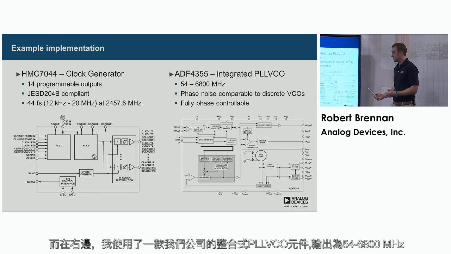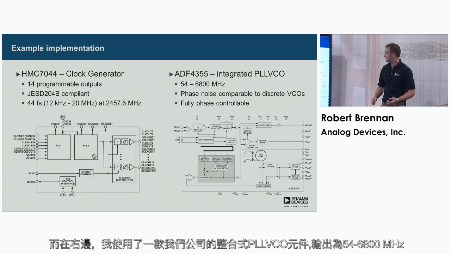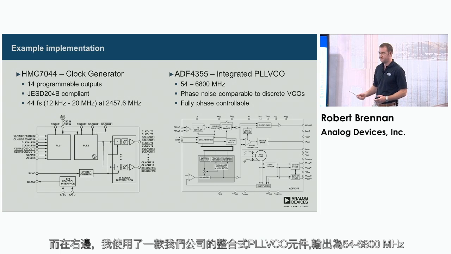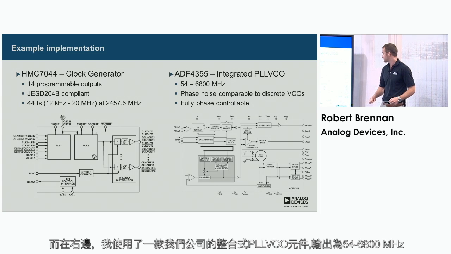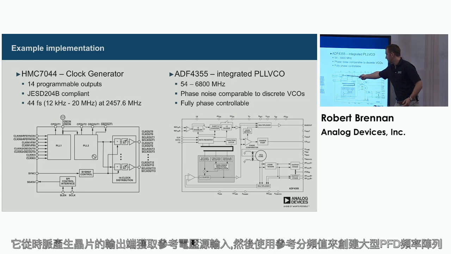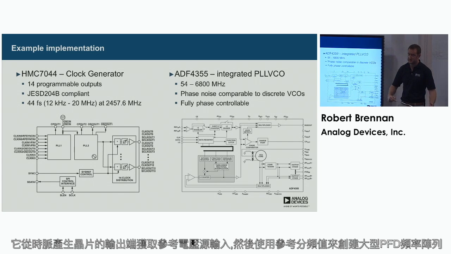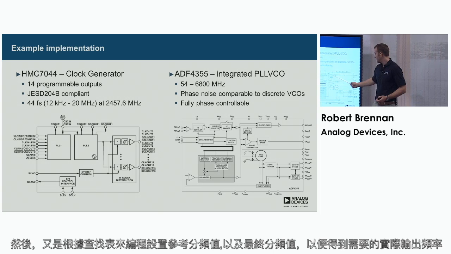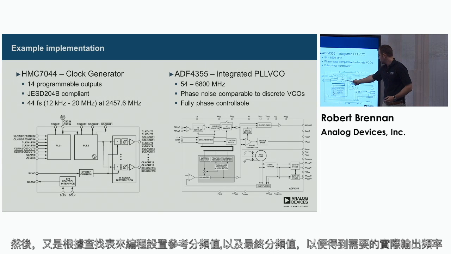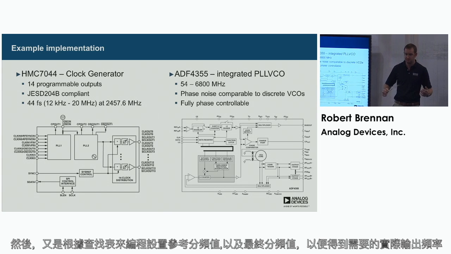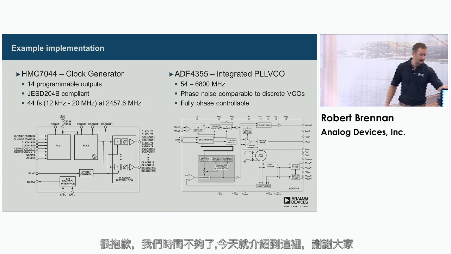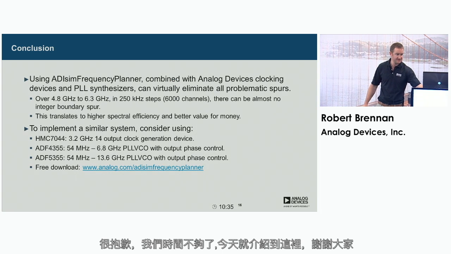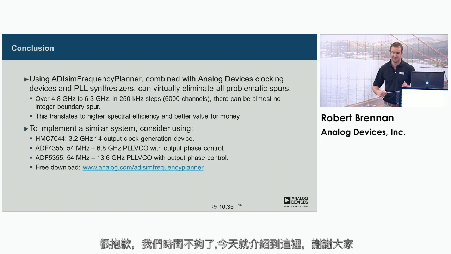And then on the right, I'm using one of our integrated PLL VCO parts. This outputs 54 to 6800 megahertz, and it's taken its reference input from the clock generation chip output, and then it's using the reference divider to create this big array of PFD frequencies. Then from our lookup table again, we're going to program the reference divider and the N divider to get our actual desired output frequency. I think I'm out of time, sorry. That's the conclusion. Thank you.